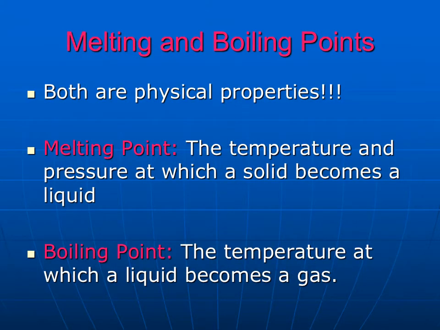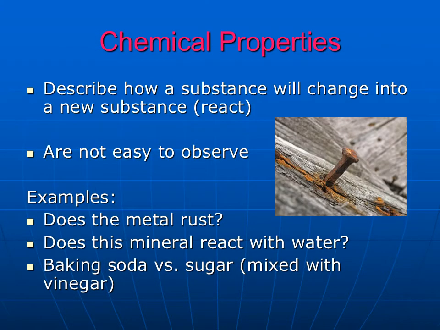Again, melting and boiling points are both physical. Melting point is the temperature and pressure at which a solid becomes a liquid. So when ice turns into water, that's melting point. There's a specific temperature at which that happens. And then boiling point is the temperature at which a liquid becomes a gas. So when you're boiling water for noodles or something and the bubbles start to form and then the steam happens, that's when the water is going from the pot into the air as steam.